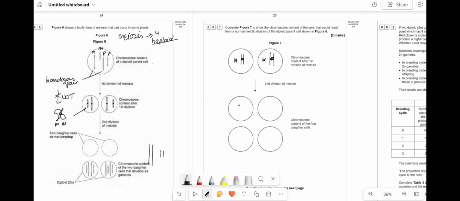And then the chromatids separate in the second one. So each one of these should have this: 1 short, 1 long, 1 short, 1 long, 1 short, 1 long, 1 short, 1 long. The homologous pairs have already been separated. That and that are homologous pairs.